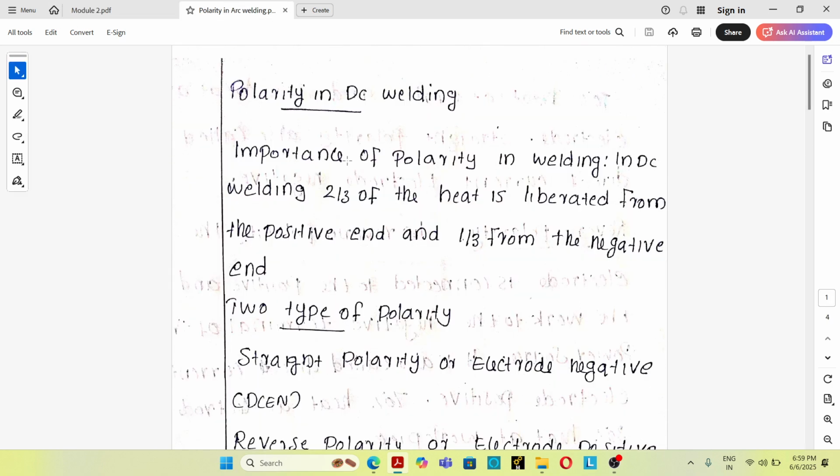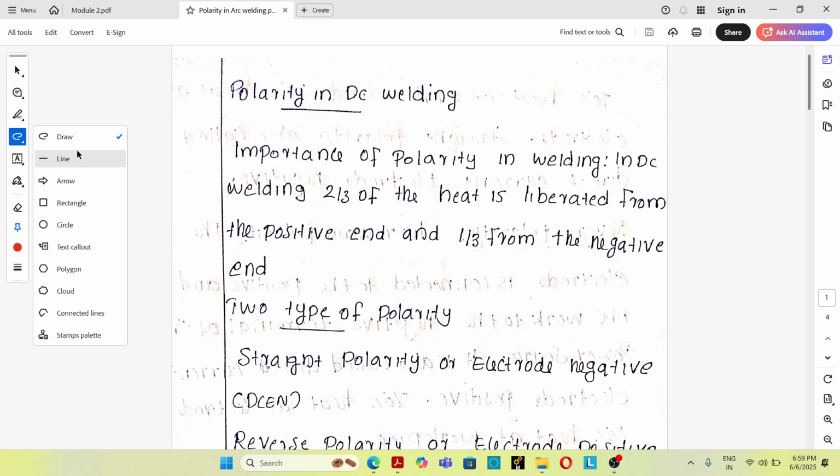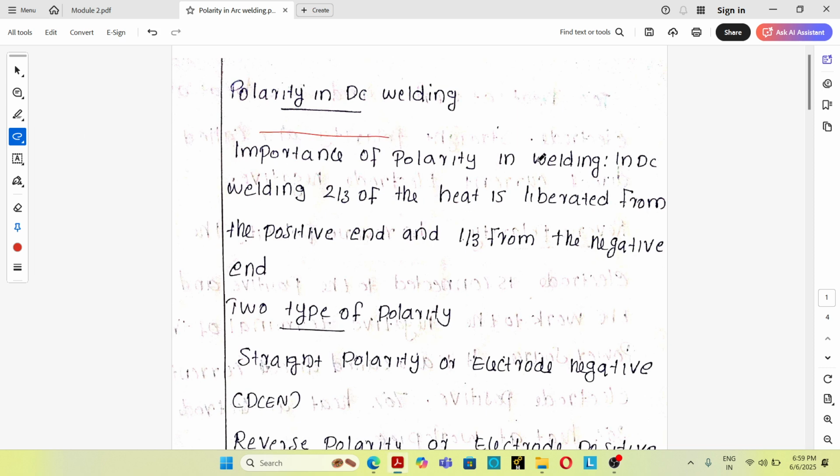Okay. Next one is polarity in DC welding. In the arc welding process, we are using either AC or DC current. So the next one is polarity in DC welding. It's very important. See, the importance of polarity in welding.